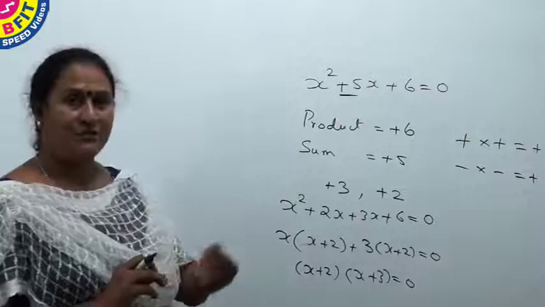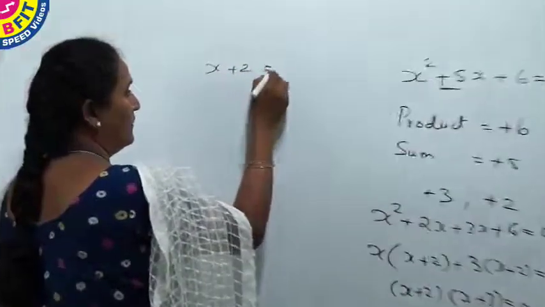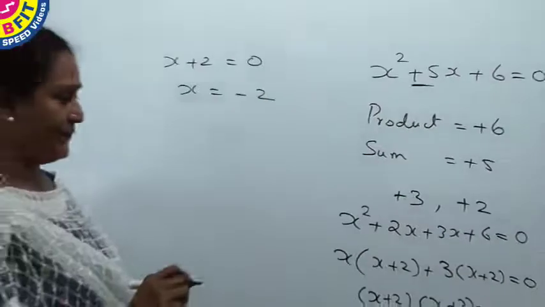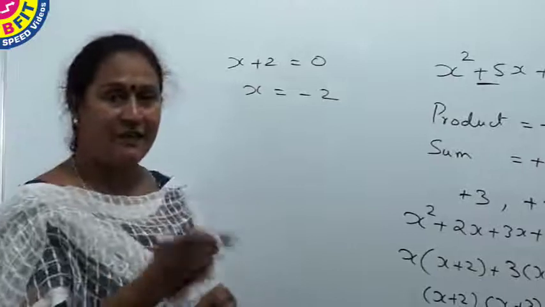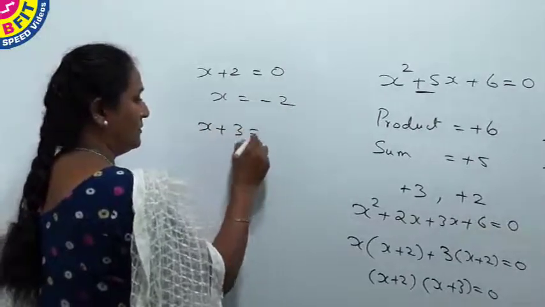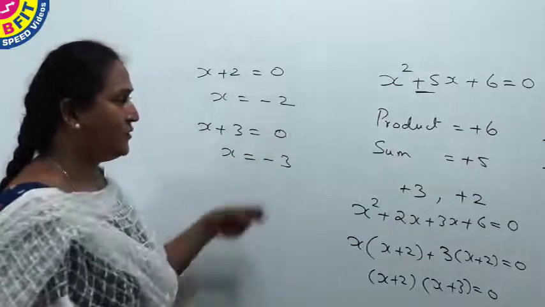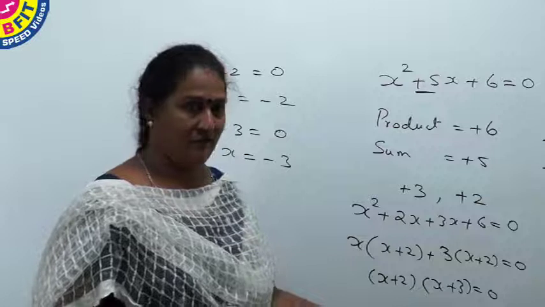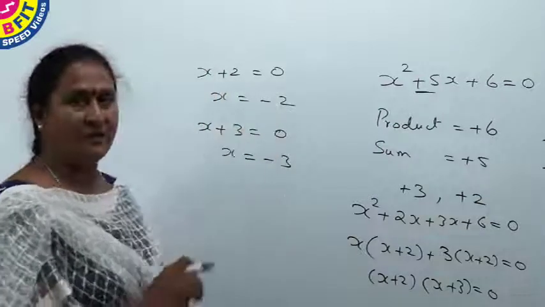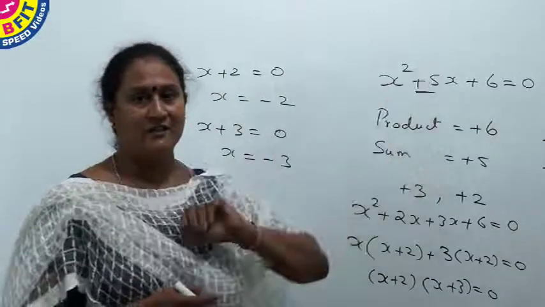If x plus 2 equal to 0, we have x equal to minus 2. If x plus 3 equal to 0, we have x equal to minus 3. So we have factored this equation and we have found the solution as x equal to minus 2 and minus 3. We will check whether these two numbers satisfy this equation.